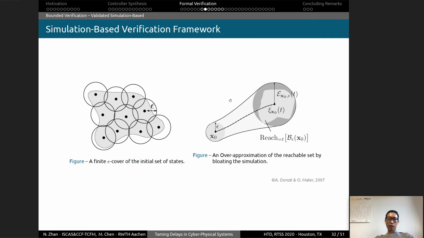Now, if we are able to do the same for every such circle, then taking the union, the remaining thing to do is to check whether the union is disjoint with the unsafe set of states. But since this is an over-approximation, it could be the case that the entire over-approximation intersects with the unsafe set of states, so we cannot claim anything there. Now, in that case, we can refine the partition with smaller and smaller circles, and hopefully we are able to verify safety of the system.